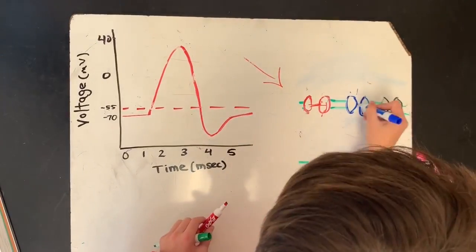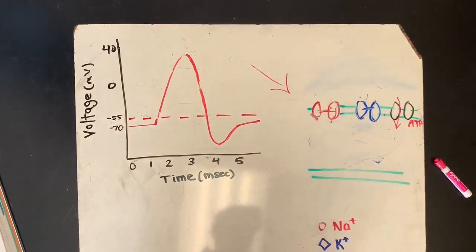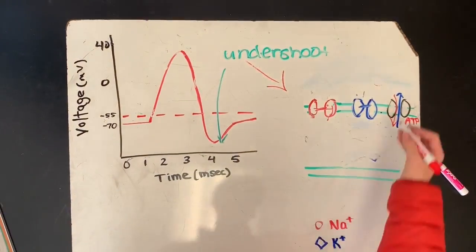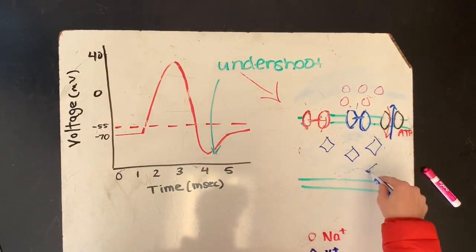Once this occurs, the sodium and potassium ions need to return to the correct side of the cell to reset it. This is called the refractory period and undershoot, where sodium and potassium pumps pump their respective ions back to the correct side of the cell, and the cell is returned to rest.